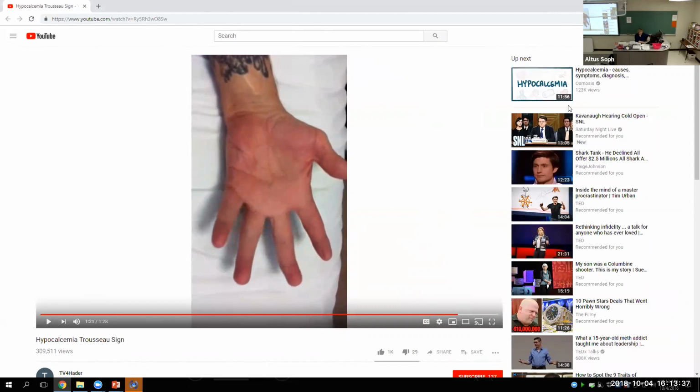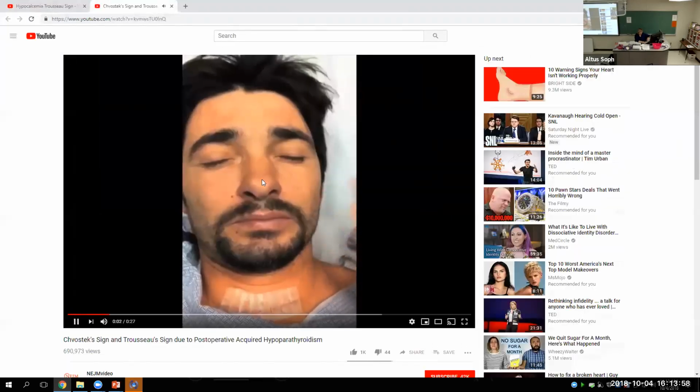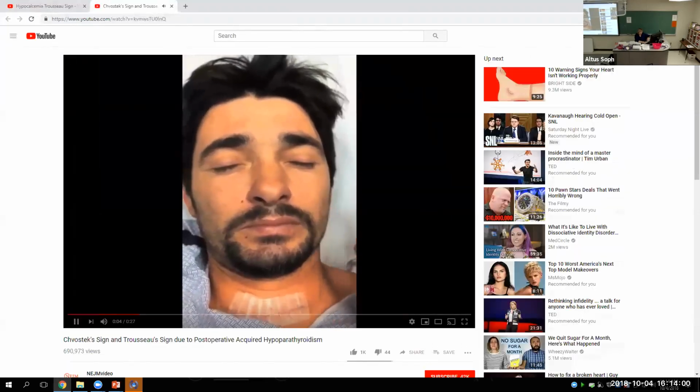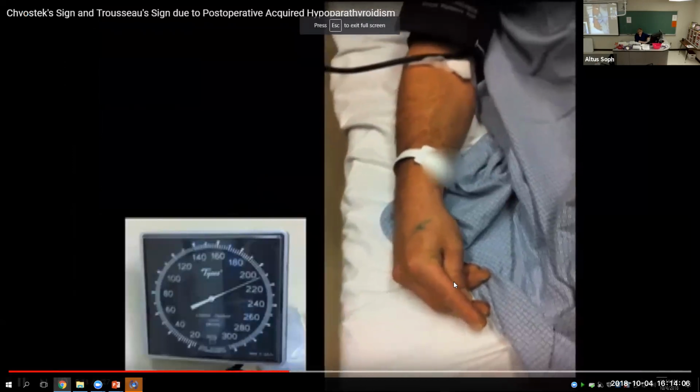The other one is the Chvostek sign. Let me note that he has a lot of tattoos, and it was difficult to start an IV in his arm. Now let's try this. We didn't try that one, did we? This is, I think, both actually. It didn't show us much of this Chvostek sign.